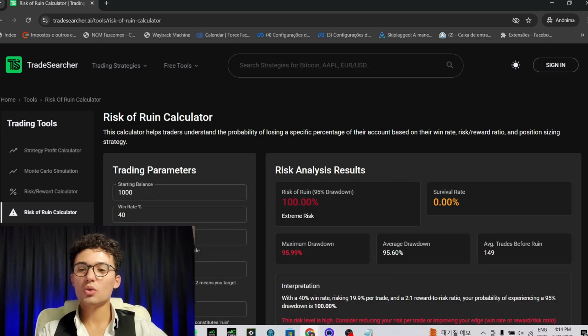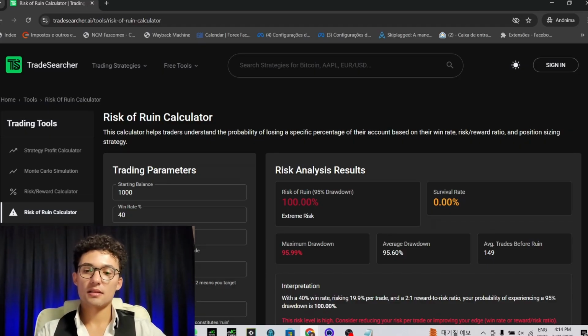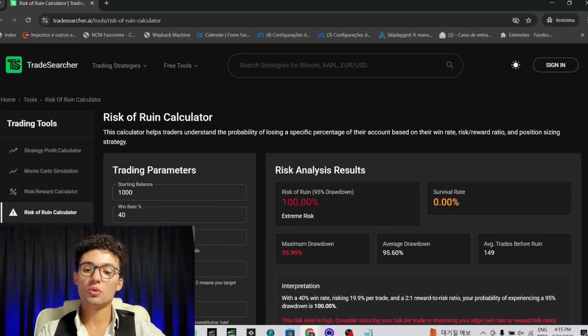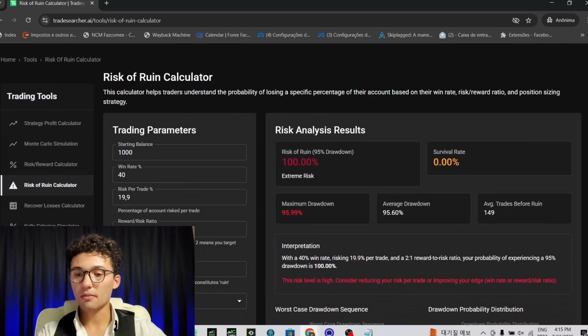Okay guys, so the tool we'll be using today is the risk of ruin calculator. What is it for? Basically to measure the risk of you blowing your account based on your position size and your strategy. So since this is topic 1, which is from $600 to $5,000, I'll set here as a starting balance $1,000. You can set there how much you have, but the starting balance doesn't really matter.